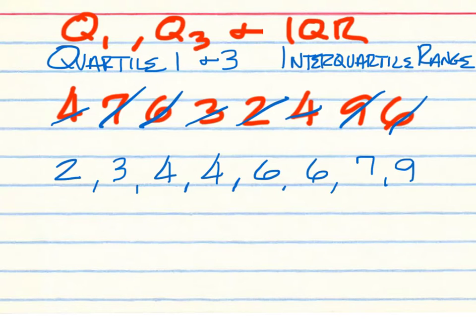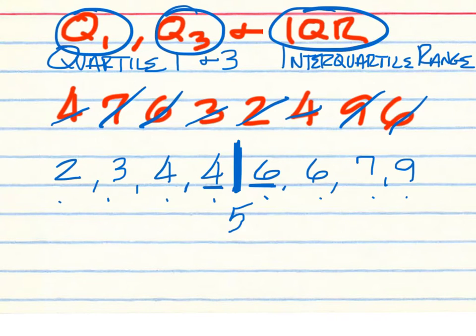Now you must find the median before you do the other 3 things. So we have 1, 2, 3, 4, 5, 6, 7, 8. We have 8 numbers, which means the halfway point is going to be here. The median is found by using 4 and 6. If you add 4 and 6, divide by 2, you come up with a 5. That is the median. But what we're looking for is quartile 1, quartile 3, and interquartile range.